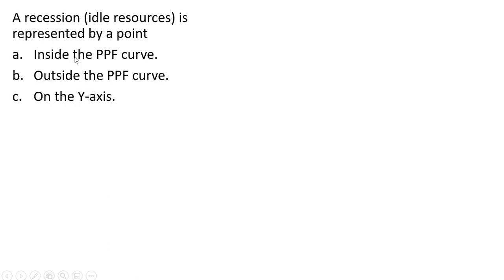A recession, or idle resources in this case, is represented by a point A inside the PPF curve. That is correct. This would be inefficient production, so point A. The rest of these answer choices are wrong.